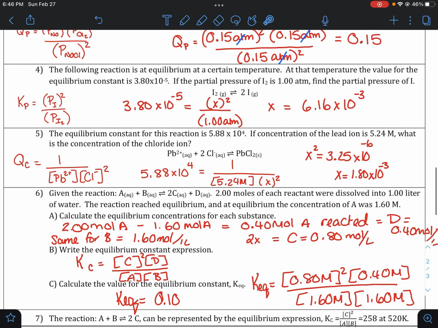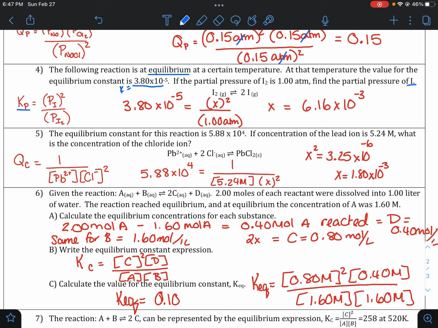Number 4 here, the following reaction is at equilibrium. Okay, so equilibrium is telling us we're going to do K. All right, and it says at a certain temperature. Great, doesn't matter what that is. At that temperature, the value for the equilibrium constant is given. So that's our K value. All right, so K is equal to that number. Then it says if the partial pressure of I2 is 1 atmosphere, find the partial pressure of I.